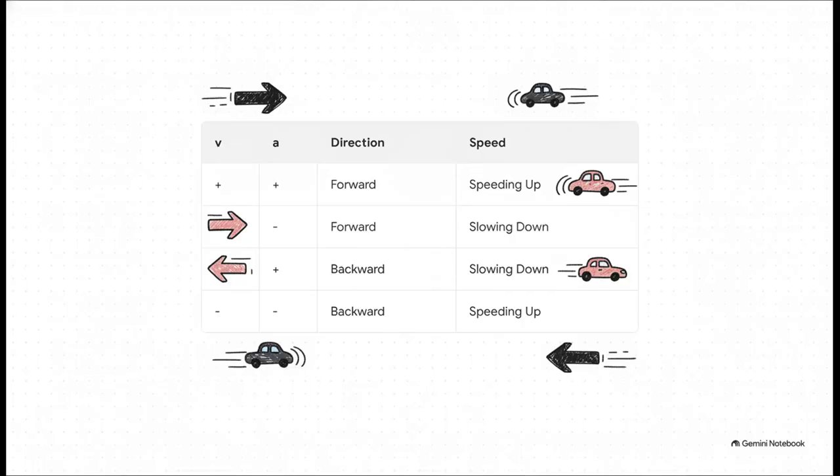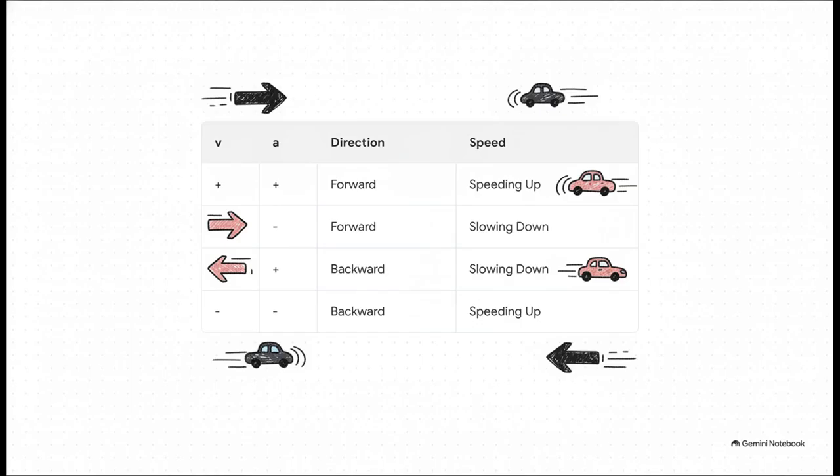Crazy, right? When you map out the math, there are really only 4 combinations for the signs of velocity and acceleration. If both velocity and acceleration are positive, you're moving forward and speeding up. Simple enough. But if they fight each other, like positive velocity and negative acceleration, you're moving forward but slowing down. Now, what if you're moving backward with a negative velocity?